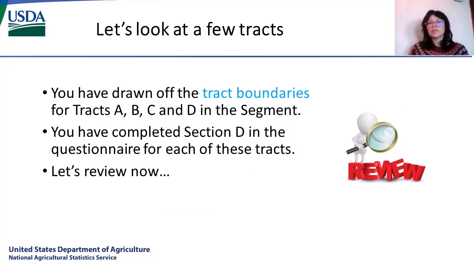Okay, now is the time to look at a few examples of how to complete section D. I'll be using the Idaho State questionnaire version for the tract examples. Let's pretend you've drawn off the tract boundaries for tracts A, B, C, and D. You completed section D, and now it's time to review your work.